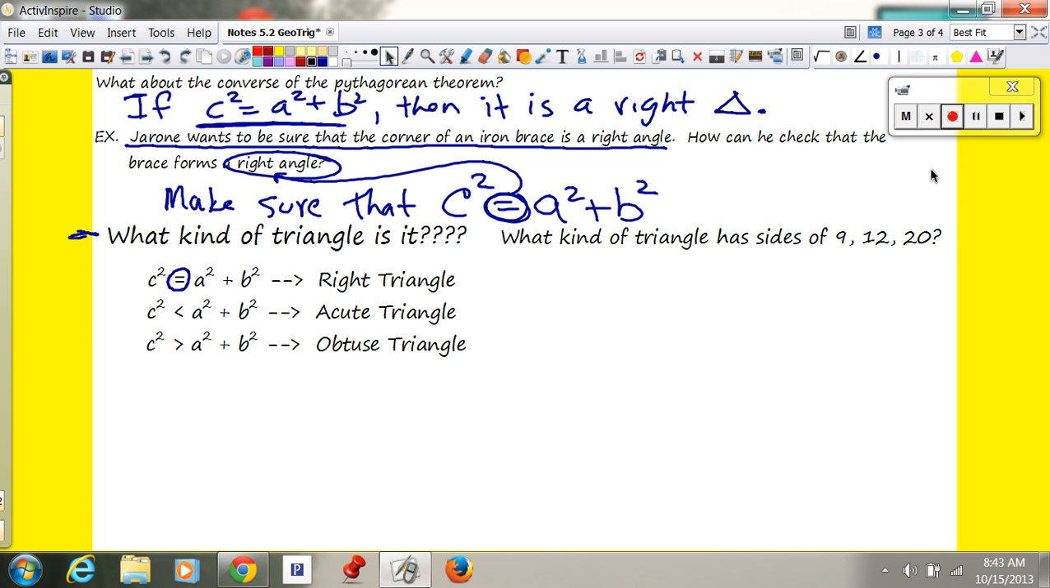So you can kind of see that if c squared is smaller, what kind of angle is a smaller angle? It's acute, right? Acute or smaller. If it's equal, it's going to be 90, but if it's smaller than that, it's going to be acute. If c squared is greater, what kind of angles are greater than 90? Obtuse. So if c squared is a bigger number, it's going to be an obtuse triangle. If c squared is a lesser number, it's going to be acute. If c squared is equal, it's going to be a right triangle.